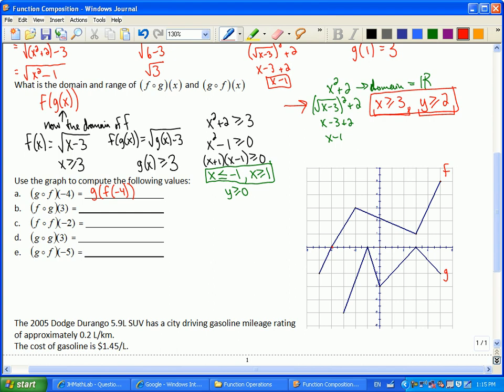So f of negative 4 is right here. That's equal to 0. So this is g of 0. And g of 0 is equal to negative 3.